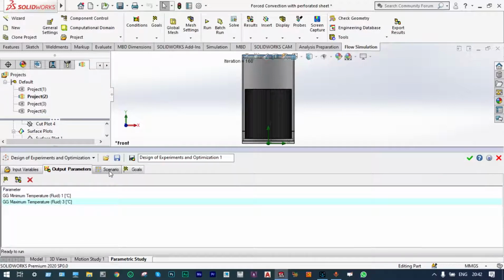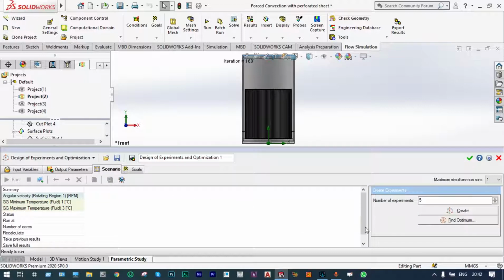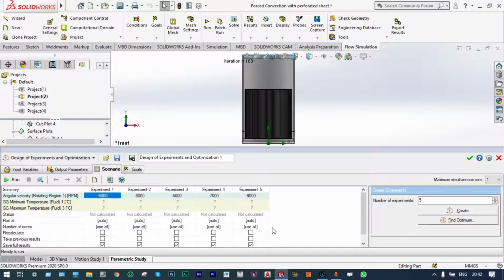Let us see the scenario. Let us create 5 experiments. We have defined already the different input variables. Let us make the angular velocity with this proper sequence. We are starting from minus 5,000. Let us make the first one 5,000 RPM. Second experiment will be 6,000 RPM. Third one will be 7,000 RPM. Fourth one 8,000 RPM, and the final one is 9,000 RPM.